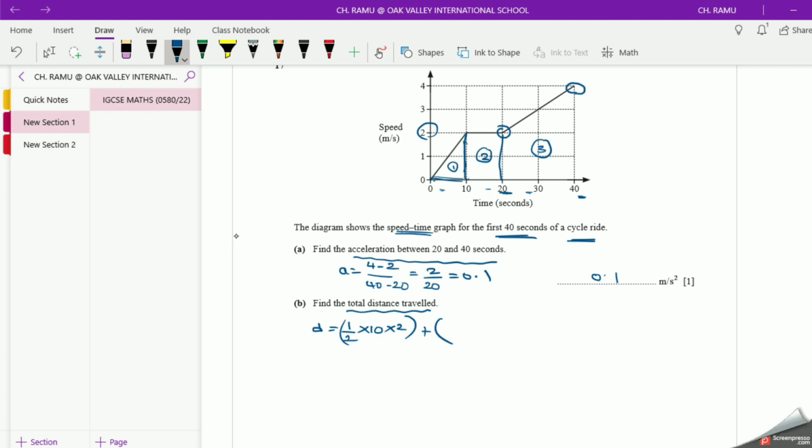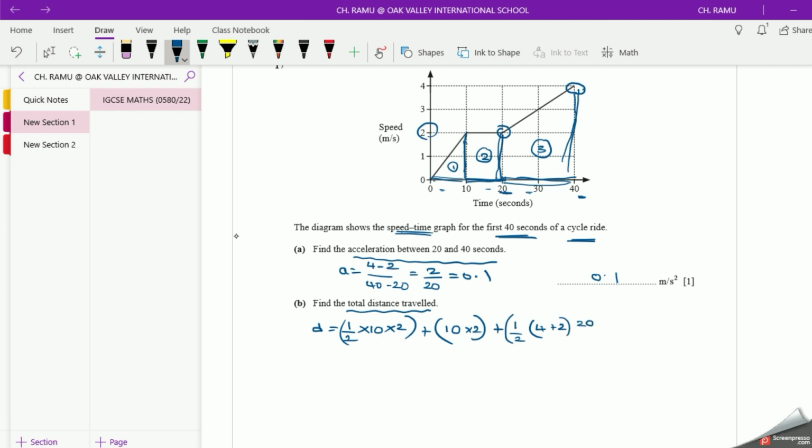Plus the second part, observe, it is a rectangle. Rectangle formula L into B, here 10, here 2, that is 10 into 2. Plus the third one, this part is called a trapezium. Area of trapezium formula is half into A plus B. A plus B means this is the first one, and the second one. So from here to here is 4, from here to here is 2, that is 4 plus 2 into h. H means the height, let it be 20.